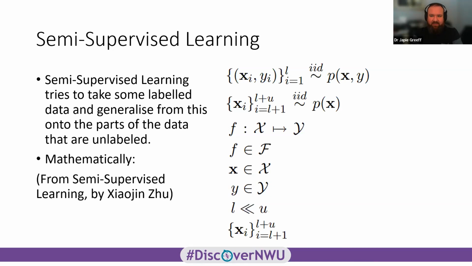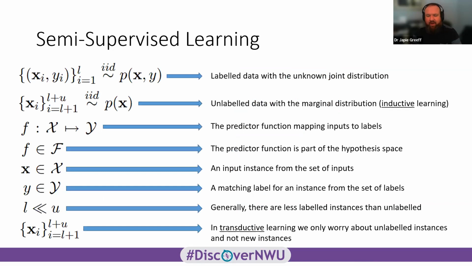So these terms all describe the field. And just to kind of describe them, I'm not necessarily a mathematician, so when I see things like that, I want to run away. But each of these formulae is just describing one of the parts of the system that is described by semi-supervised learning. So that first line is basically showing us that we have labeled data with a joint distribution.